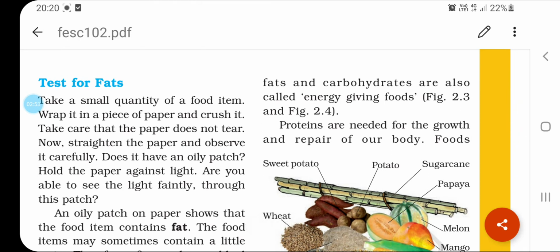Now we will see the test for fats. Take a small quantity of a food item and wrap it in a piece of paper. For example, I have taken some namkeen and crushed it in a paper. If an oily patch appears on the paper, hold the paper against the light. Then you are sure that it contains fat.